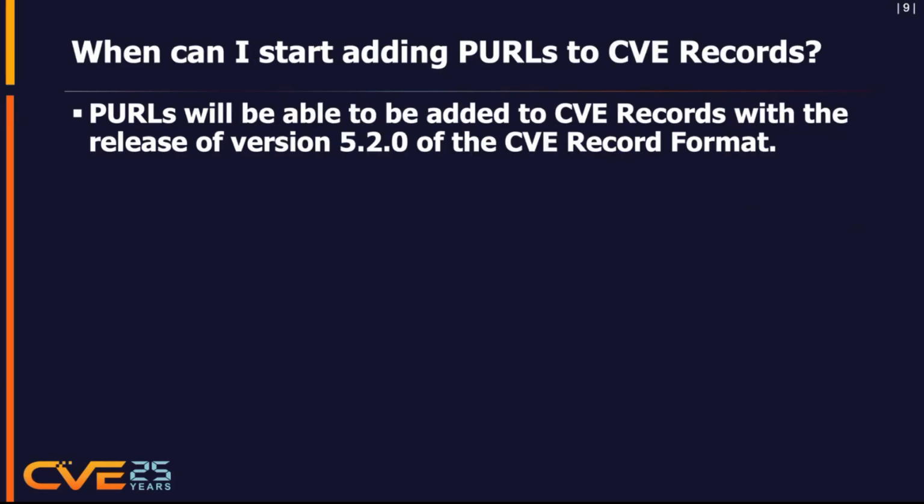So purls will be able to be added to CVE records with the release of version 5.2.0 of the CVE record format. I think others, maybe Chris Coffin, would be able to better speak to what the schedule is looking like for that. I know that there was a pre-release out on the CVE record format GitHub repository, but I don't know the official planned release date of 5.2.0. But when that is released, that's when use of package URLs would become officially possible within CVE records.